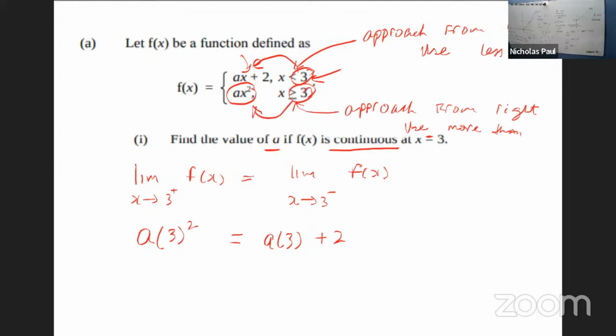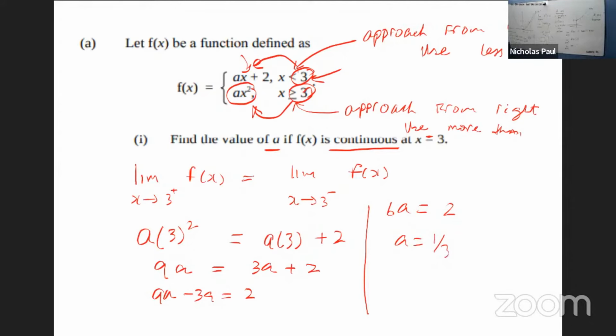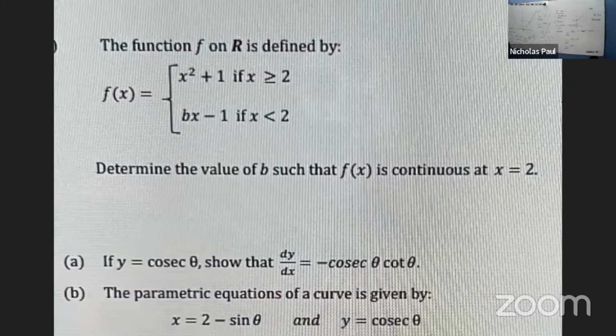Plug in this value for x. Those are the endpoints. So you'll get 9a is equal to 3a plus 2. Carry across 3a, and you'll get 9a minus 3a is 2. So you'll get 6a is 2, a is 1/3. Let's try this one here now.